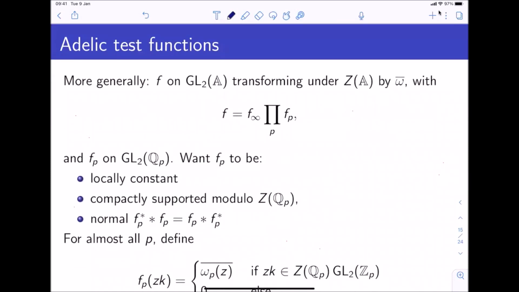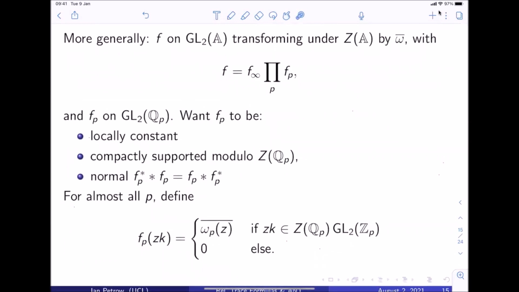To really explain what the next steps are, I have to present this in an adelic manner. More generally, instead of looking at functions f on SL2R, we're going to look at functions f on GL2 of the adeles, and that are going to transform under the center. This thing here is the center, diagonal matrices like this, such that z is in the adeles of Q. And here omega is a Hecke character over Q, but you can just think of omega as a primitive Dirichlet character.